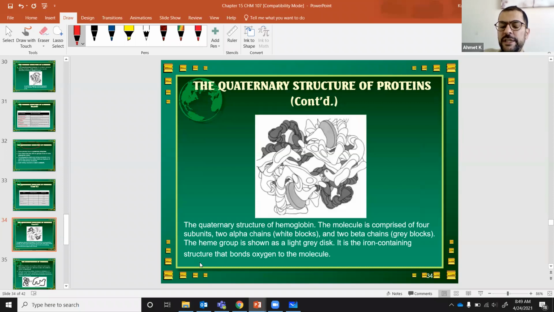right? So this is actually the quaternary structure of hemoglobin. Now, as you can see, this is one of the subunits here, right? It's hard to see, but it's not so bad. This is, again, one of the tertiary structures, and there's another tertiary structure here, right? So they are coming together, and then they are making a big quaternary structure of the protein, okay? Again, as you can see, the molecule is comprised of 4 subunits, 2 alpha chains, white block, and 2 beta chains, gray block. And the heme group is shown as light red. It's the iron containing structure.